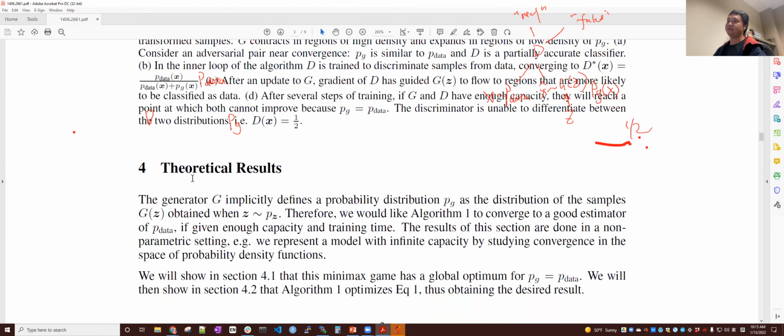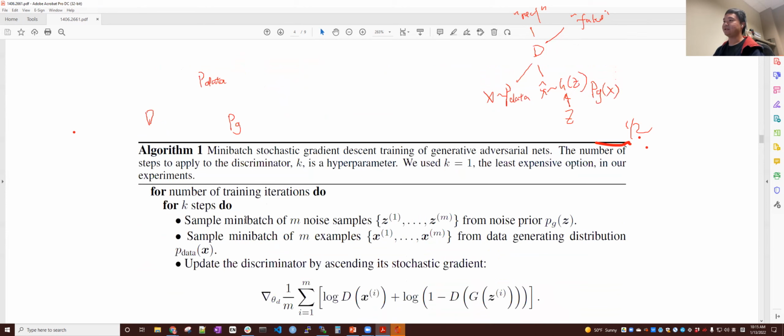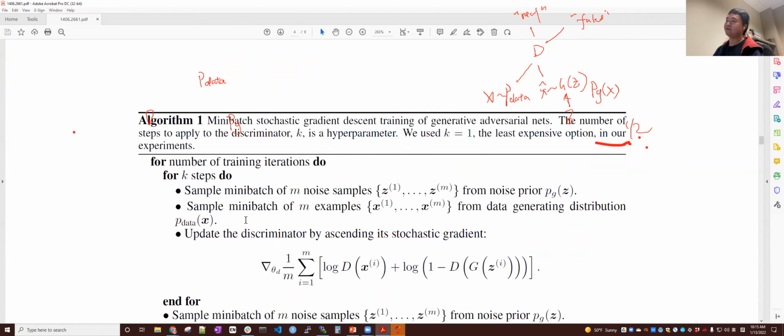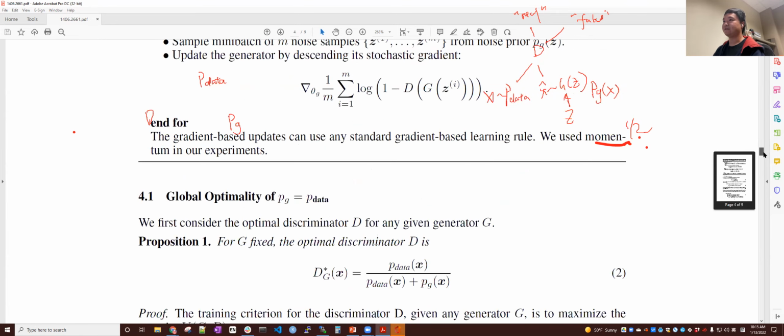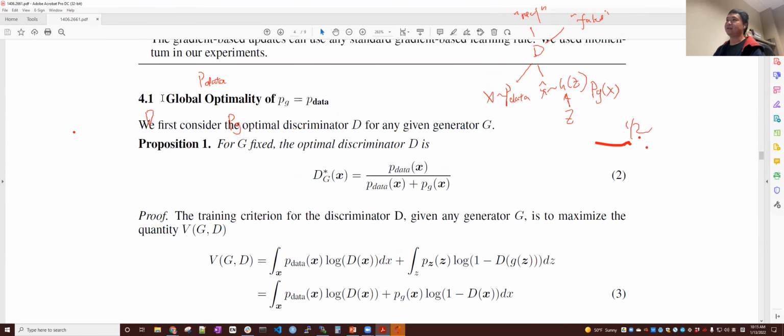In part 4, they have some theoretical results. They have some math proof of what the global optimum of this loss function of this minimax game is. Before I dive into the algorithm, I will look at this. They argue that the global optimal solution is that your PG, the fake distribution that your generator mimics, would converge to your real data distribution.